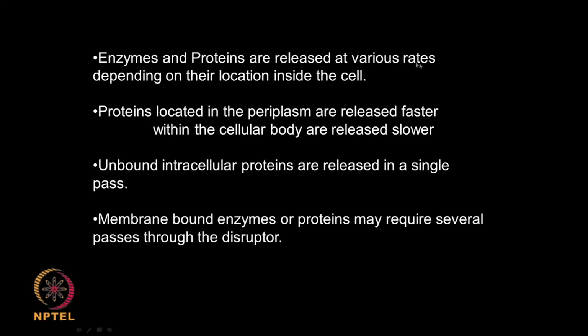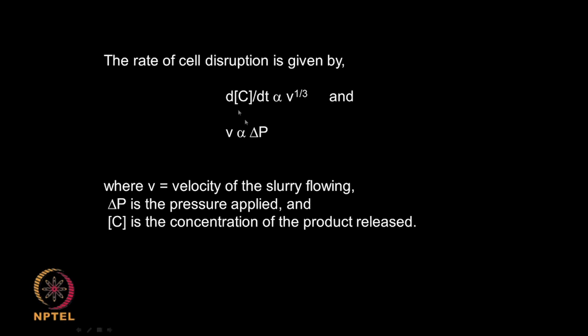Enzymes and proteins are released at various rates depending upon where they are located. If the proteins are located in the periplasm, they are released first. If the proteins are unbound, they are released in one pass. If the proteins are bound to the cell wall, you need many passes through the same cell disruptor to release the protein. So, at various time periods, the products keep coming out. Again, we consider the cell disruption process as a function of pressure, that is, the amount of pressure we put in, or the delta P, the pressure difference between the high pressure and the low pressure regions.